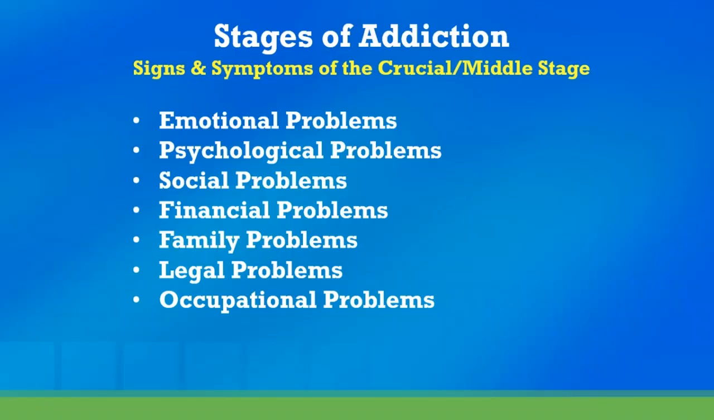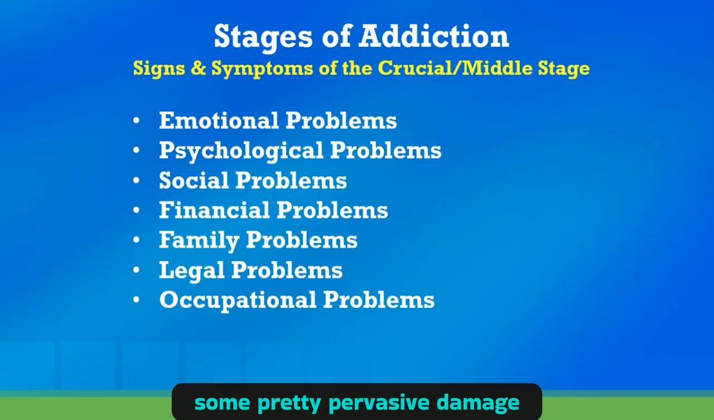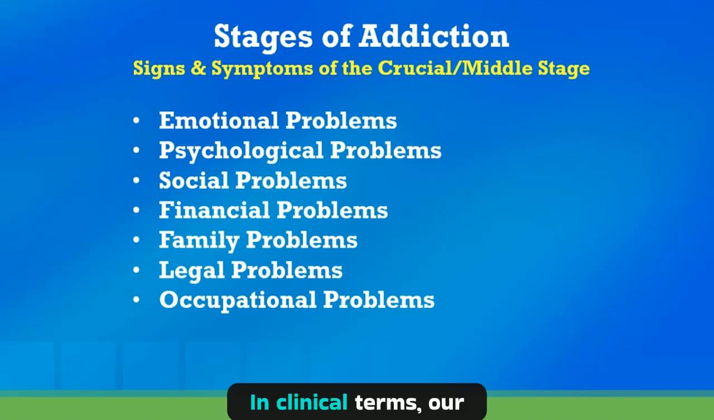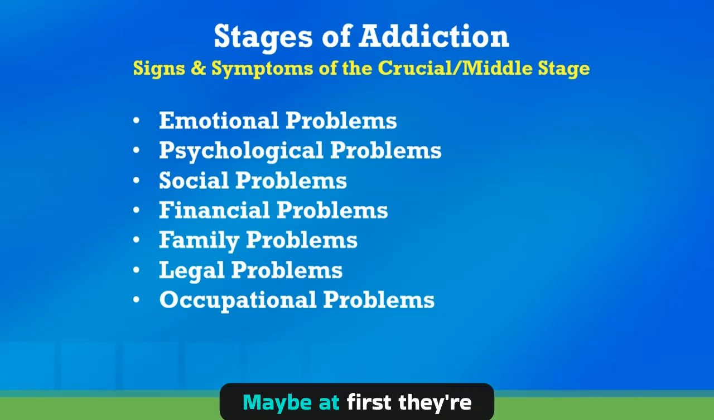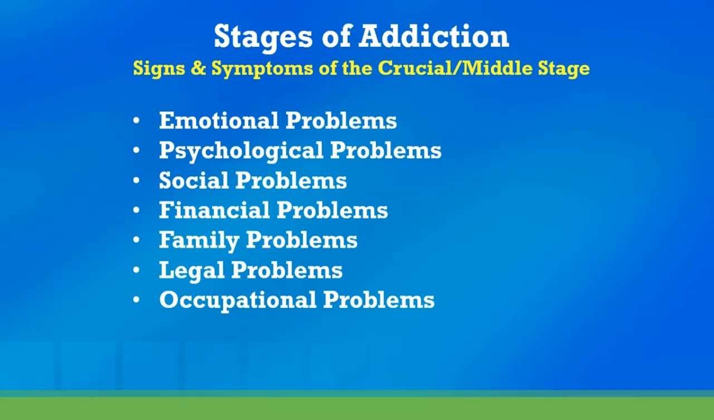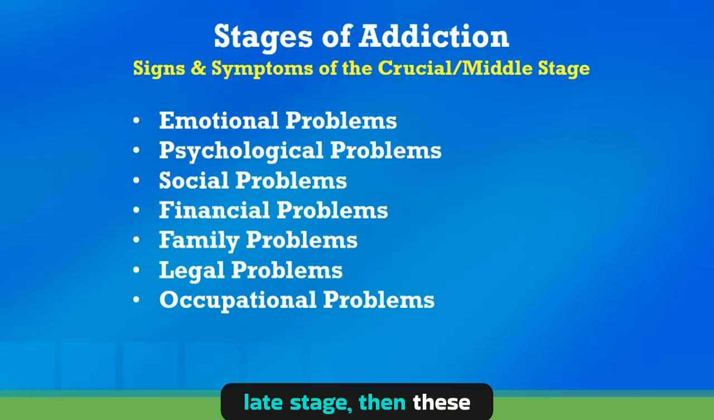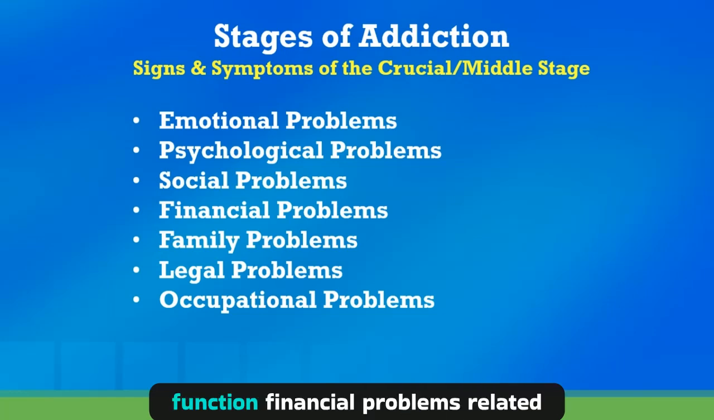In the middle stages, you start to see some pretty pervasive damage to the most important areas of our life. In clinical terms, our psychosocial functioning becomes impaired. We begin to have family problems. Maybe at first they're minor family squabbles, but after the middle and late stage, then these squabbles can be something along the lines of being in our 3rd marriage or losing our 4th marriage. Social problems can occur. Friends that get offended when the addict makes a pass at his wife, or the boss who gets upset when the employee makes a show or causes a scene at an employee function.